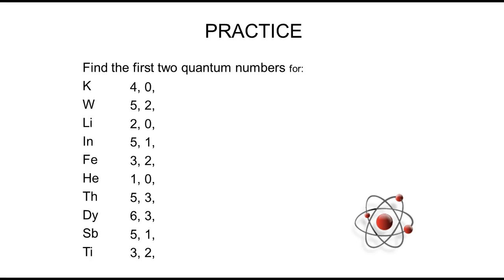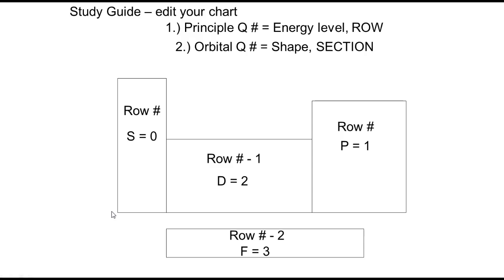All right, so here was the practice that we left off with. You can see that elements have a first quantum number based on the row, and the second quantum number was based on the section. And I reminded you that in the cases of iron, you needed to remember to subtract 1, and in the case of Th and Dy, you would need to remember to subtract 2 for their row number.